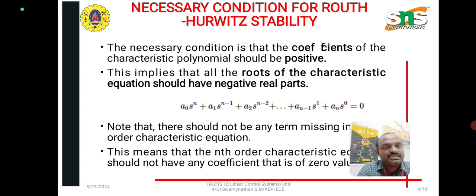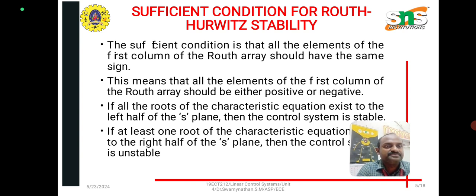The roots of the characteristic equation should have negative real parts, and the necessary condition is that the coefficients of the characteristic polynomial must be positive. These are the two important conditions for Routh Hurwitz. And then another important condition: the first column of the Routh array must be of the same sign, then only the system is said to be stable, otherwise the system is said to be unstable.